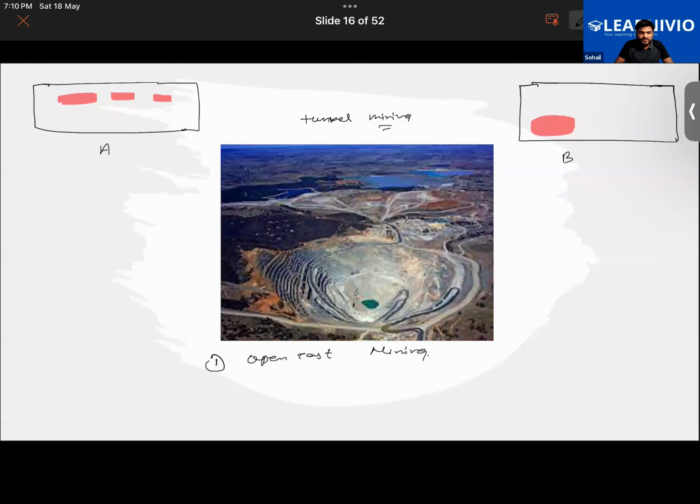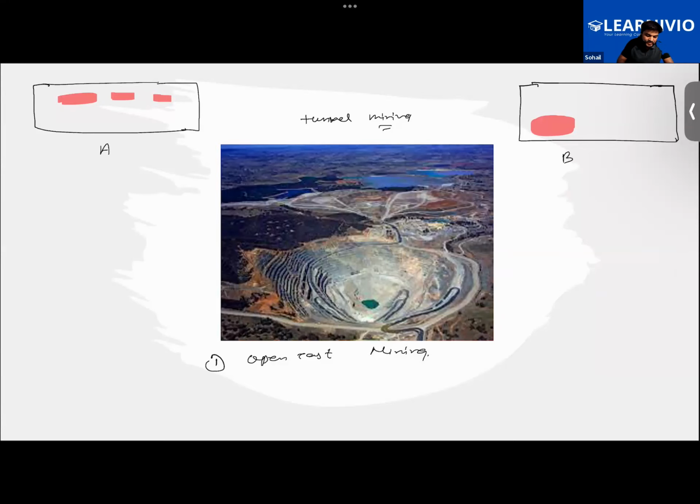Others, so also can tell me, repeat, what's the question? My question is that these are the coal reserves. These are coal reserves, and this is basically Earth's crust. This is also coal reserves. So you want to do tunnel mining. Let's say, in which one, is it A or B, should tunnel mining be done? That's the question. B. Sir, B. Exactly.